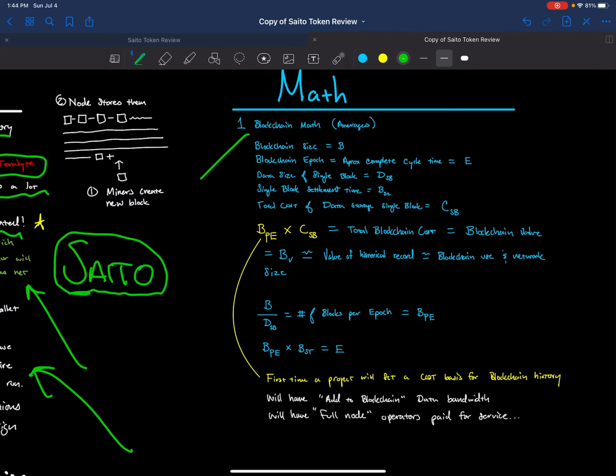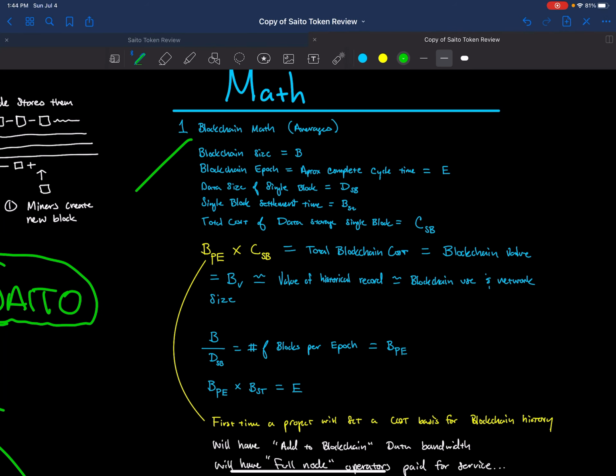The blockchain math is based on averages. So if you have a blockchain size, the blockchain epoch will equal approximately the complete cycle time, which will equal E in our case. And the data size of a single block is D for a single block. A single block settlement time is block settlement time. These are the variables. And total cost of data storage for a single block is cost per single block.